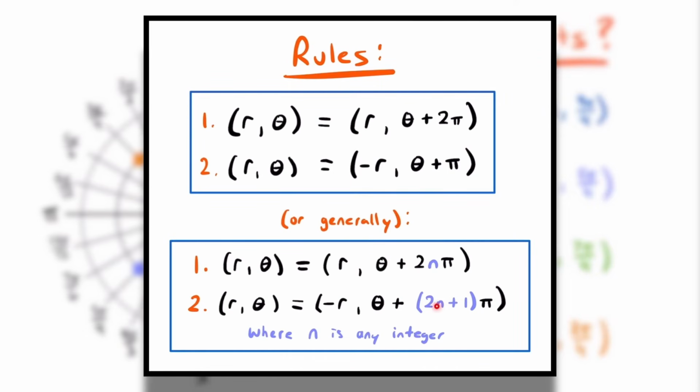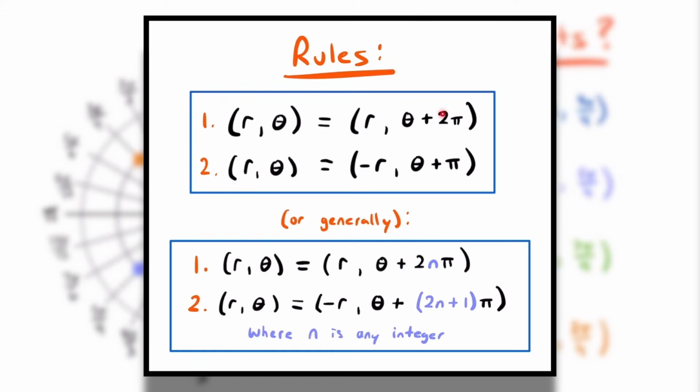But if n was equal to 1, you would have 1 times 2, which is 2, plus 1, which would be 3, so you'd have 3 pi. So adding 3 pi to your angle and negating the radius will also give you an equivalent point. All right, so 2n plus 1 just represents an odd number. As long as you are adding an odd number of pi's to your angle and negating the radius, you will have an equivalent point to your original point in the polar coordinate system.